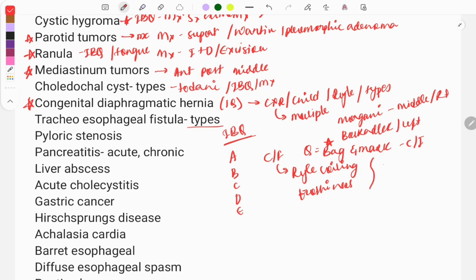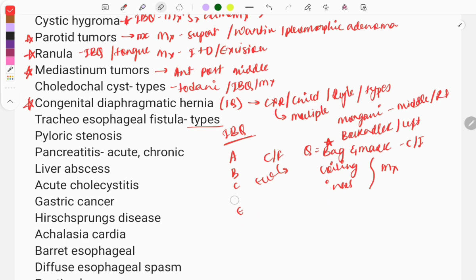And you need to look at the management. It is also based on the types, like if it is type A, then you will be treating by doing esophagectomy. Then in type B, C, D it is esophagectomy, and in the E there will be a formation of the fistula, so you will be removing the fistula and closing the defect.